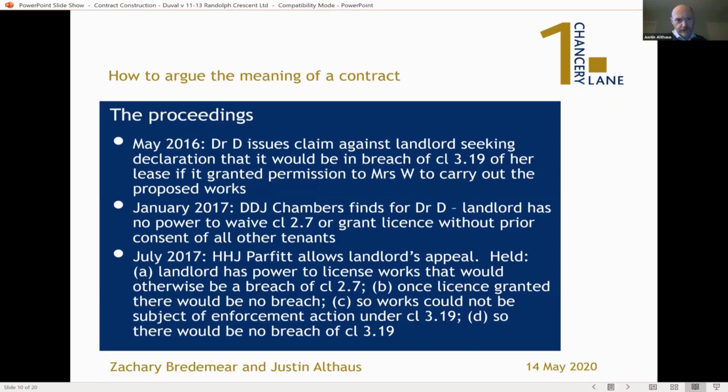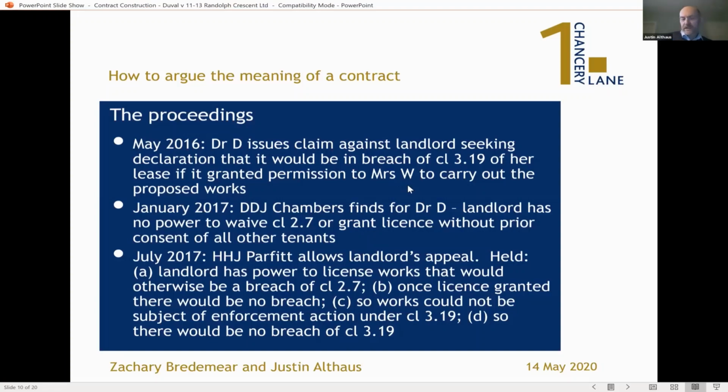Round two is an appeal to His Honour Judge Parfitt in Central London County Court in July of the same year, who allows the landlord's appeal, holding that the landlord did have power to license works that would otherwise be a breach of that clause, that once the license had been granted, there would be no breach. Ergo, works could not be the subject of enforcement action under clause 3.19. Ergo, there would be no breach of clause 3.19.